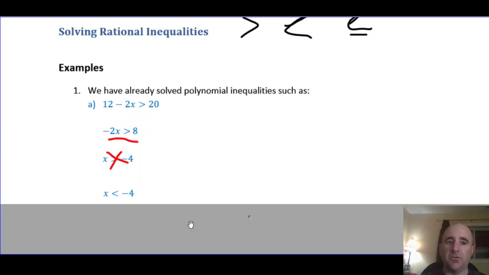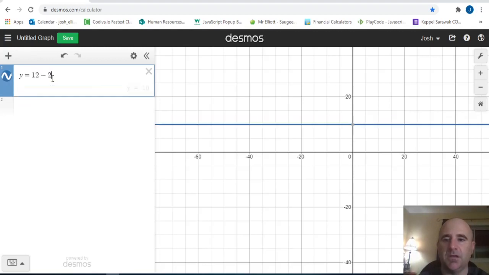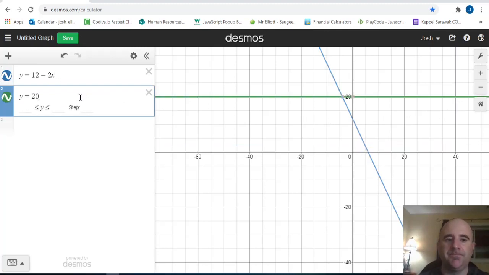Now, just like with equations, we can represent this graphically. I'll pull up Desmos and let's just take a look at that. The left side of the equation was 12 minus 2x. So I'm going to graph y equals 12 minus 2x. Okay, and I get a line. And the right side was just 20. So what I'll do here is I'll just graph y equals 20.